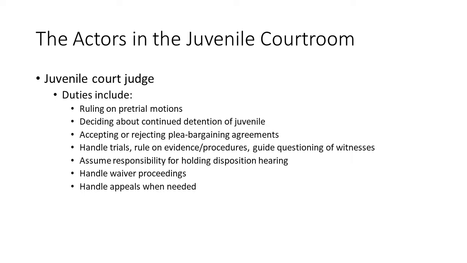They assume responsibility for holding the disposition hearing or the juvenile court version of a sentencing, what kind of punishment will get handed down. They handle any sort of requests or waiver proceedings to have a case transferred from juvenile court to an adult court. And they handle appeals when it's needed or when it's necessary. So the judge, big role in the courtroom. So those are our players that you generally see in the juvenile court process in the courtroom. There are certainly some other folks behind the scenes, probation and intake. We'll touch a little bit on those, but in the courtroom, those are the players. So next up, we're going to talk about the juvenile court process.